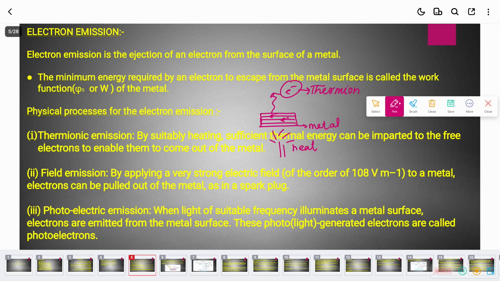Now I will read the statement. By suitably heating, sufficient thermal energy can be imparted, that is, given, to the electrons to enable electrons to come out of the metal. But they did not tell about fermions. You can write here, star mark point: the emitted electrons are called fermions.